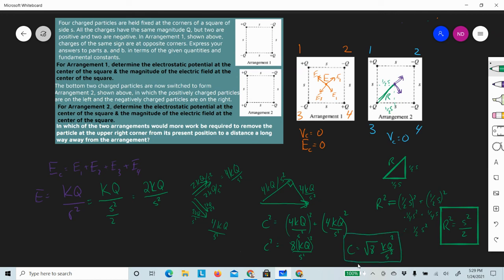That is the resulting E field. E field equals square root of 8 KQ over S squared. And don't forget this, that's squared. Okay, in a minute.